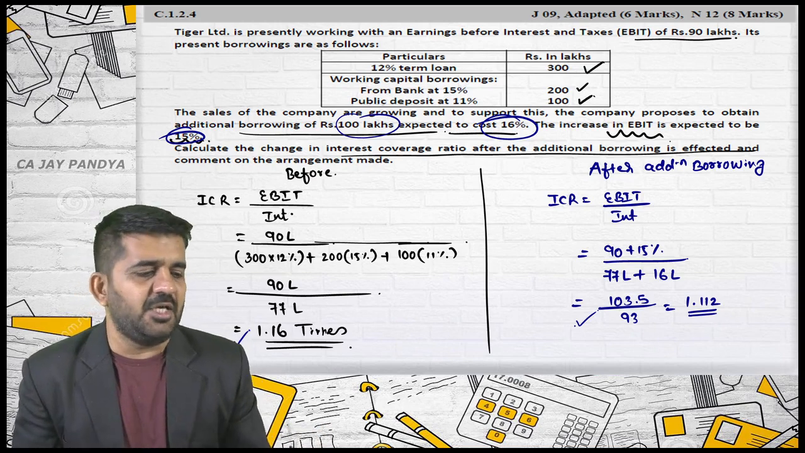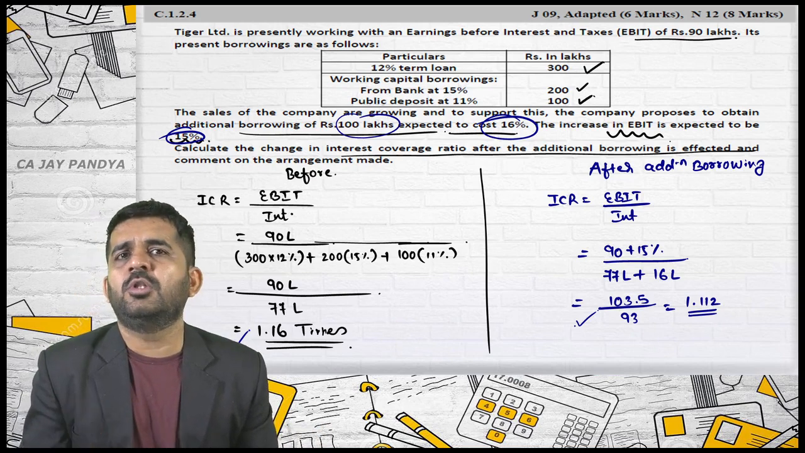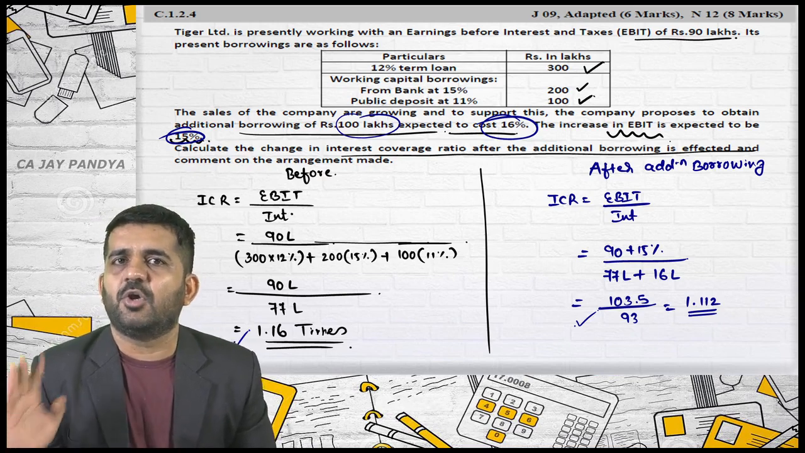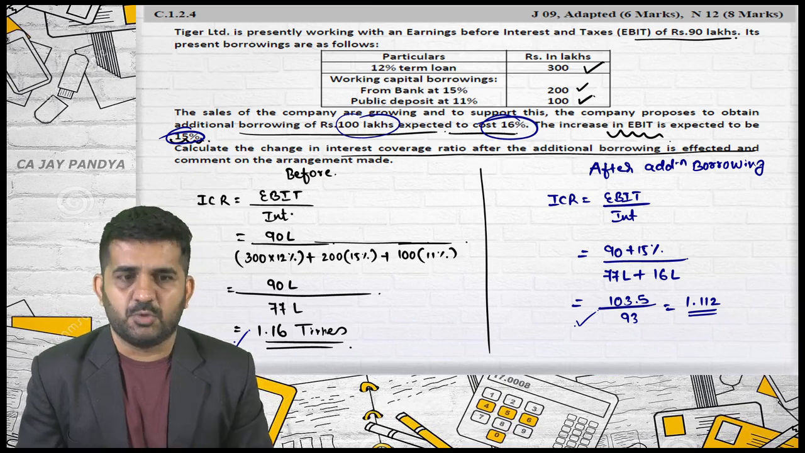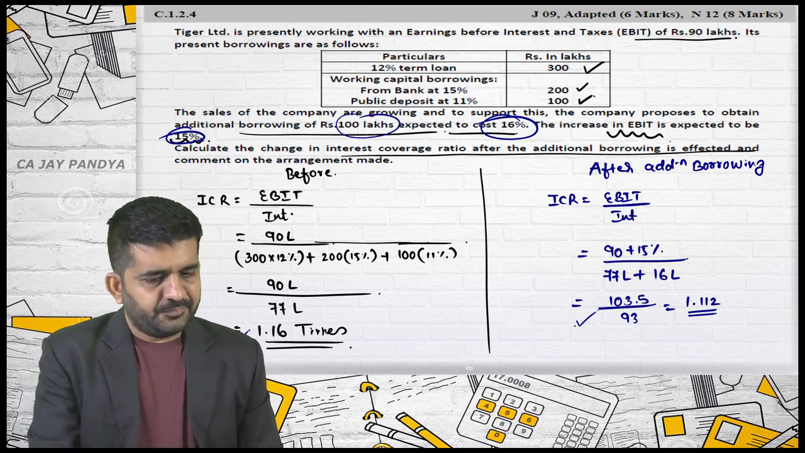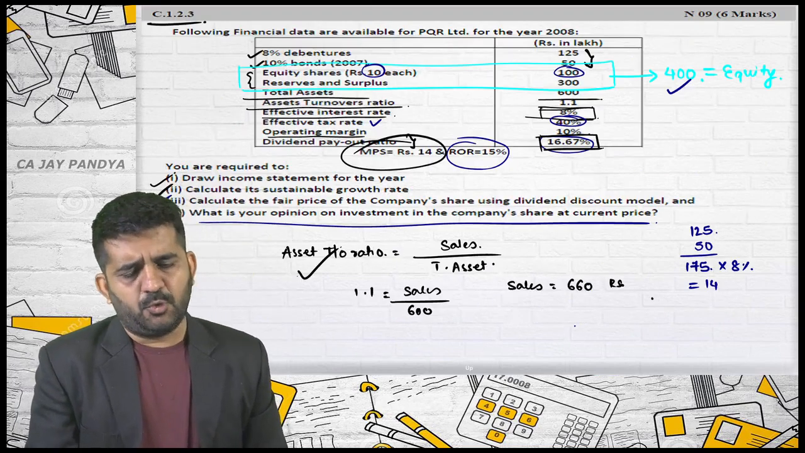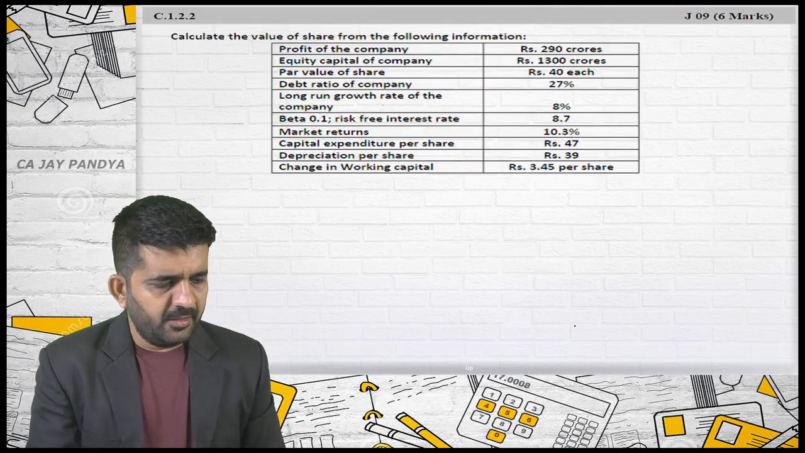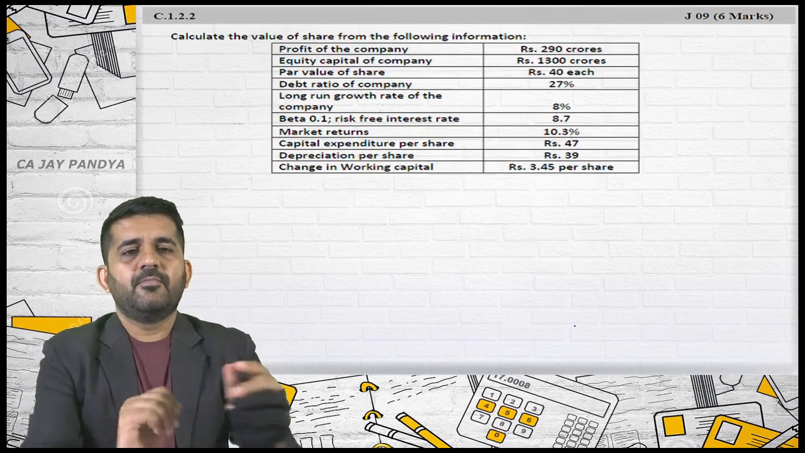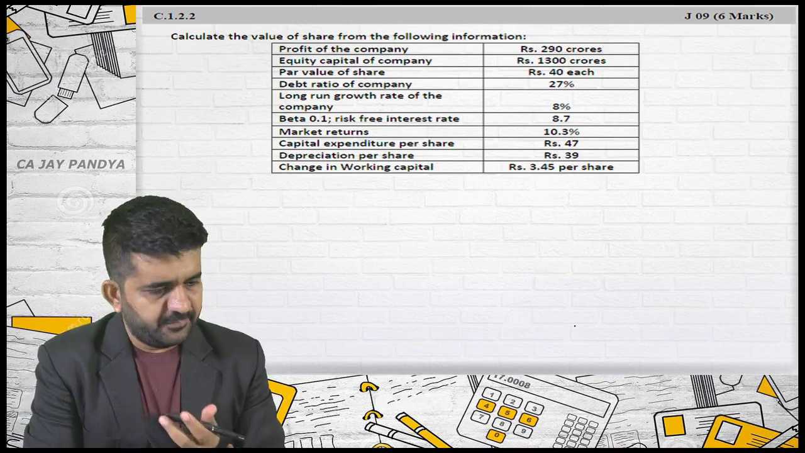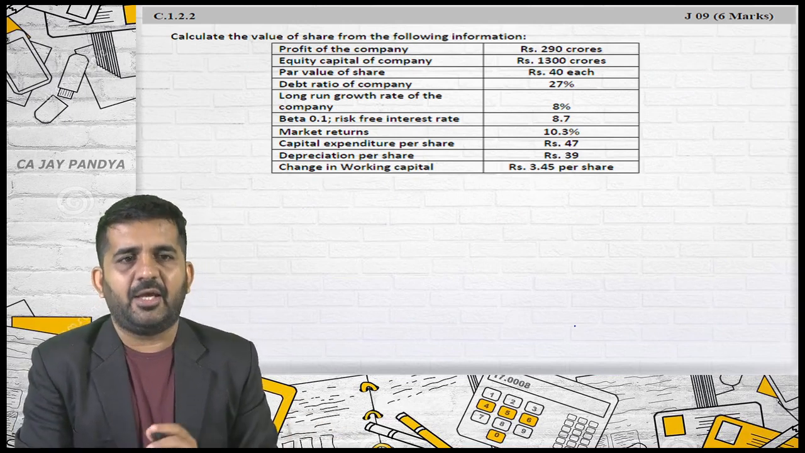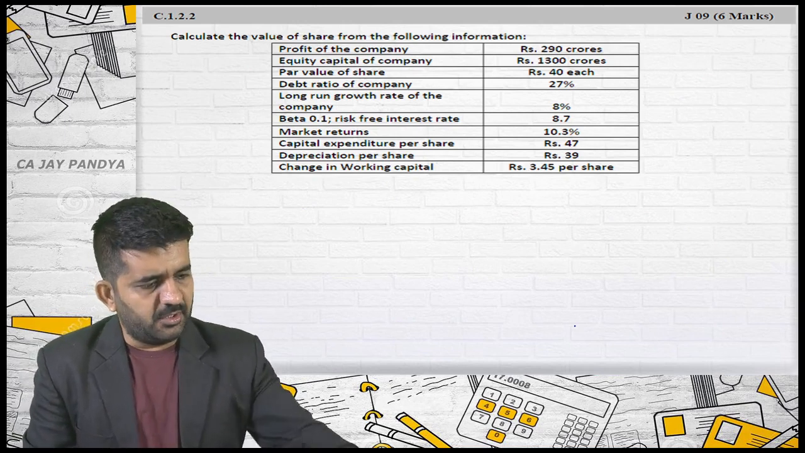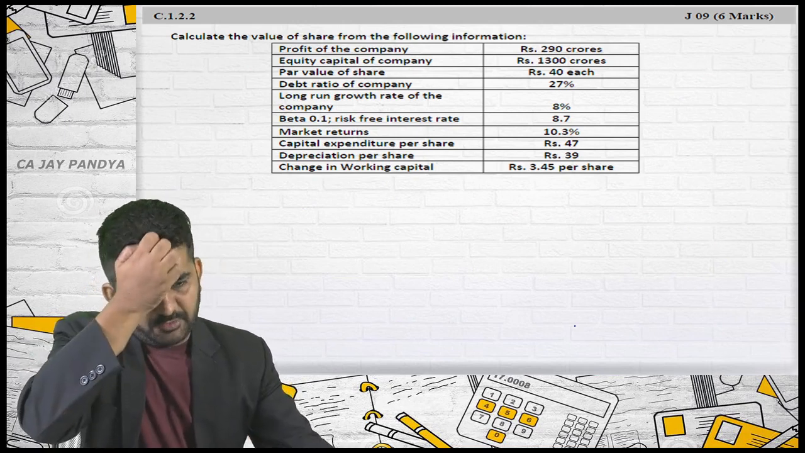So anything can be asked. As I told you, learn all the formulas of ratio analysis in your intermediate level. You will be very comfortable in this type of questions where some ratios are involved. Is that right? Next question is 1.2.2. One of my favorite questions of valuation. It requires a number of analytical points, even knowledge of some different points. It was a 6 marks question.